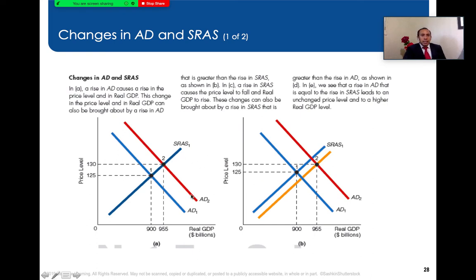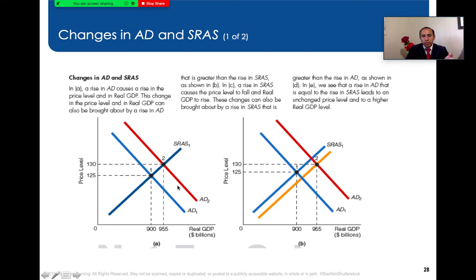In panel A, we have an increase in aggregate demand, a shift in aggregate demand. And again, what creates this shift? Well, we have aggregate demand 1, aggregate supply 1, equilibrium 1, a 125 price level, and 900 units in real GDP. An increase in aggregate demand can come from consumers spending more, investors investing more, government spending more, or exports increasing. That can increase aggregate demand from AD1 to AD2.